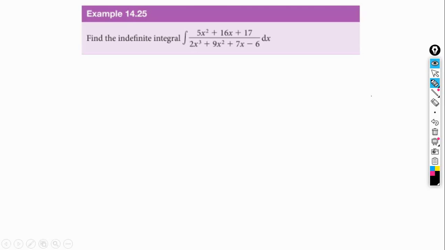Very well, so now we are on example 14.25, which will be the last one on the video. And it says, find the following indefinite integral. So in order to use the method of partial fractions, we're going to have to factor the denominator.